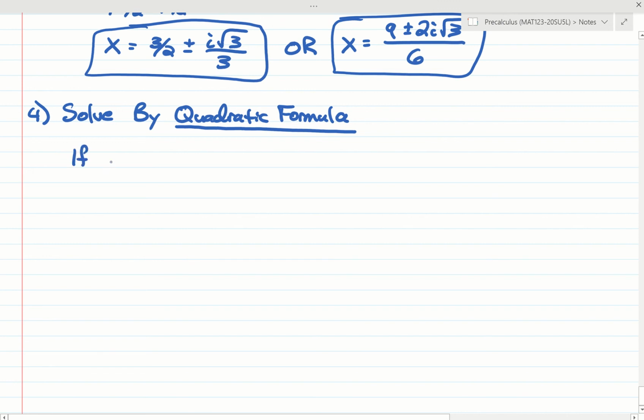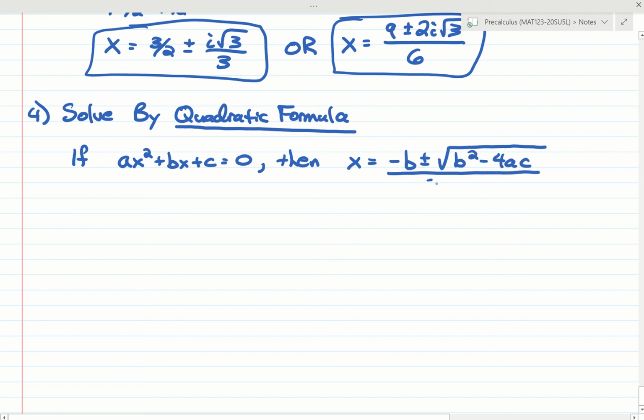And what the quadratic formula says is if you have something in standard form, then the answer for x is always equal to the opposite of b plus or minus the square root of b squared minus 4ac, all divided by 2 times a. And just note that the whole thing is being divided by 2a. It's not just this. That's a common mistake. The whole numerator is being divided by 2a. So let's take a look at a couple examples.